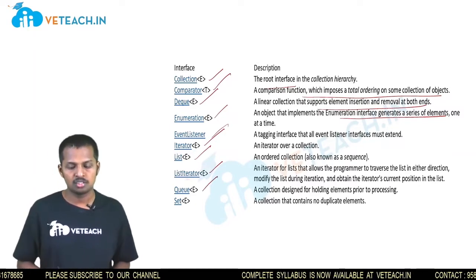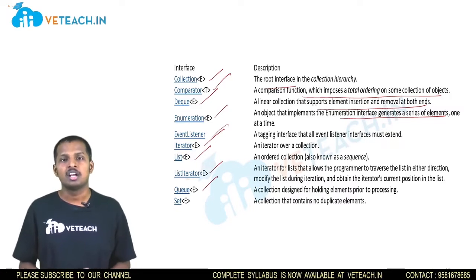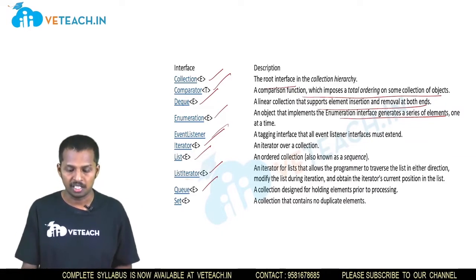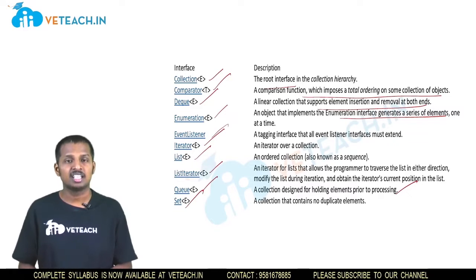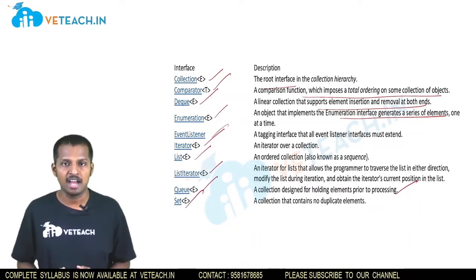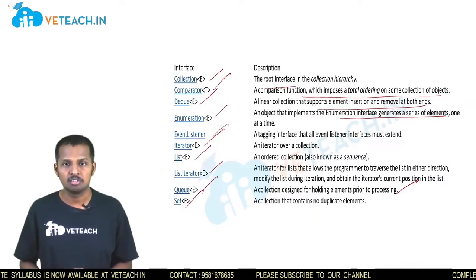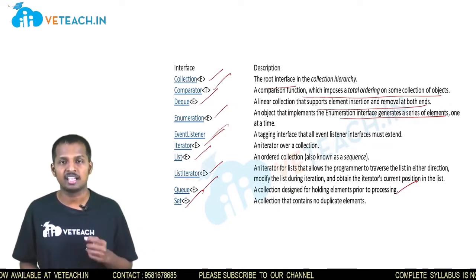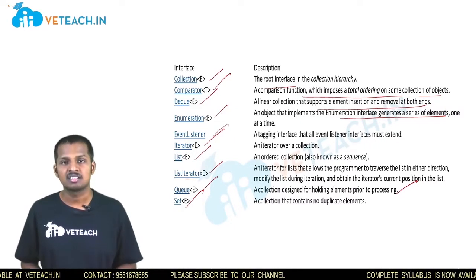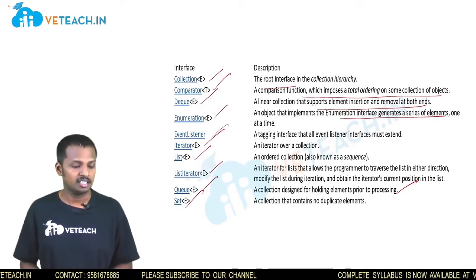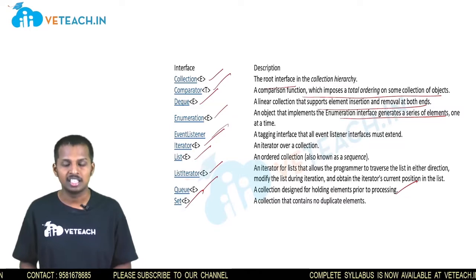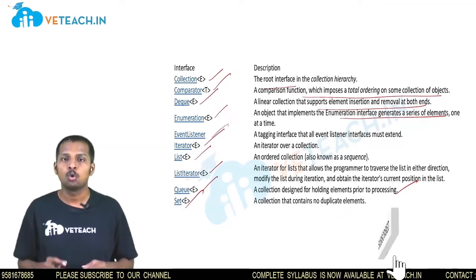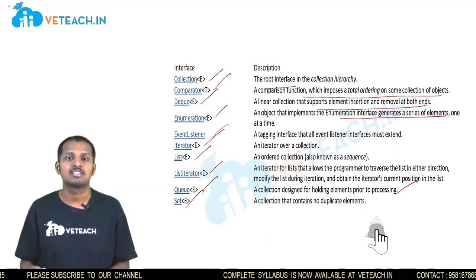Next, queue. Queue is used for holding elements prior to processing. It will be temporarily used to store the elements when we want to perform an operation. Next, set. A set is a collection that contains no duplicate elements. If I want to create an array of values that should not allow duplicate values, I will use an interface known as the set interface. Whereas for other data structures like vector, list and others, duplicate elements are allowed, but in set we don't have duplicate elements. It allows non-duplicate elements only. Even if you try to initialize duplicates, when it is stored internally in memory, only a single copy will be stored. Duplicate values will not be stored.